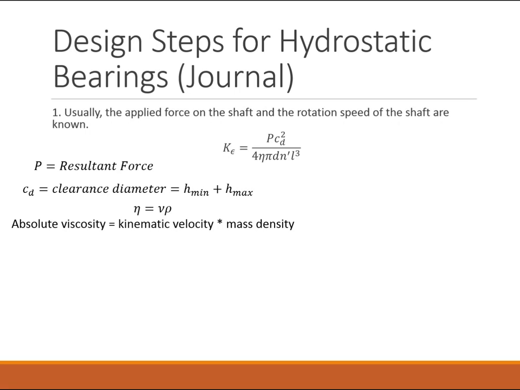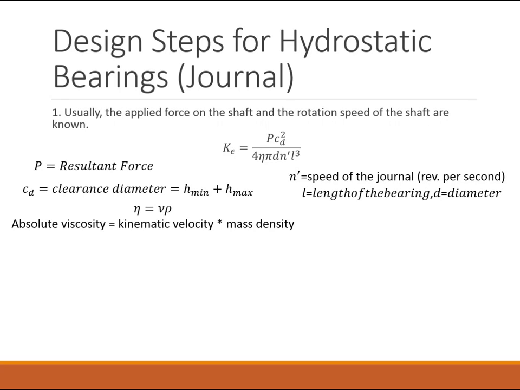I need to find the absolute viscosity, which is the kinematic velocity times the mass density. This is something I'm going to make a decision about, and we'll look at a chart to show you how to make that decision. Then I'm going to find the speed of the journal, and this N prime is in units of revolutions per second. So we'll translate anything we have from revolutions per minute into revolutions per second. And then two more, the length of the bearing, which is L, and D is the diameter.